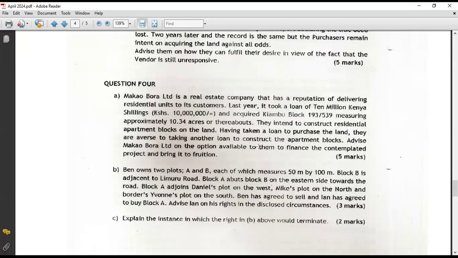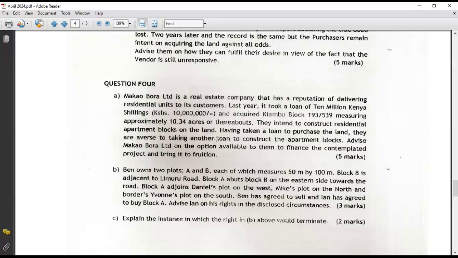Yes, so they have already taken 10 million to acquire the 10.34 acres. But now they don't want to take another loan to build the houses. So what are the options available for them to finance the contemplated project without taking another loan? So that is a correct interpretation. What do you think, Kate? That they don't want to take another loan.